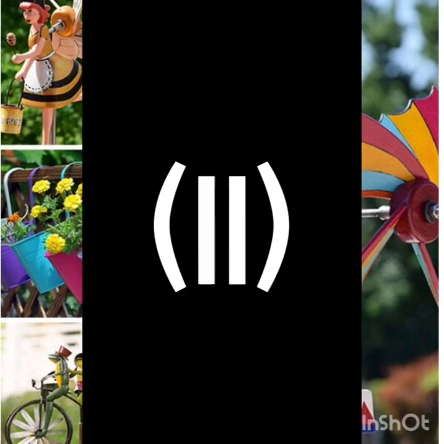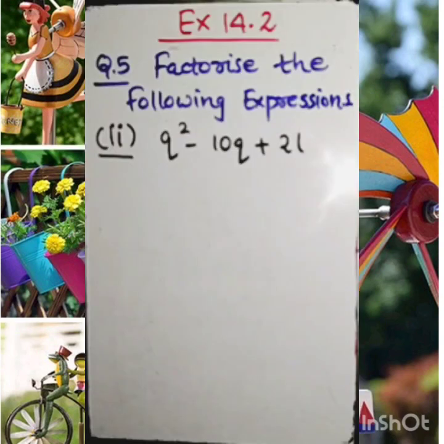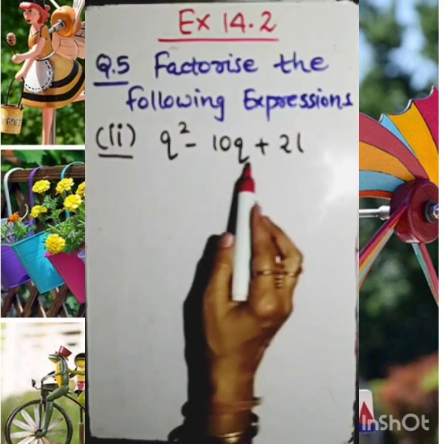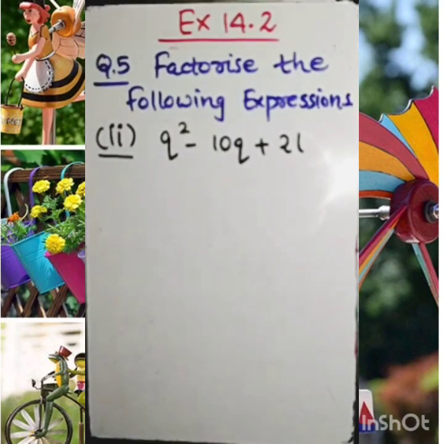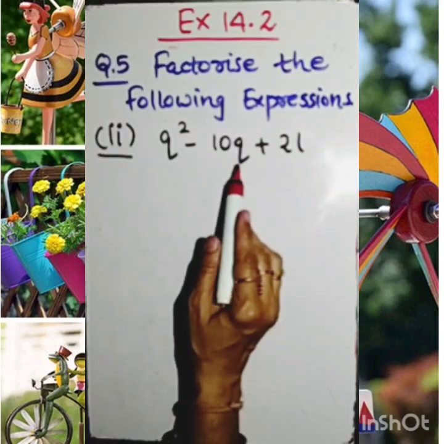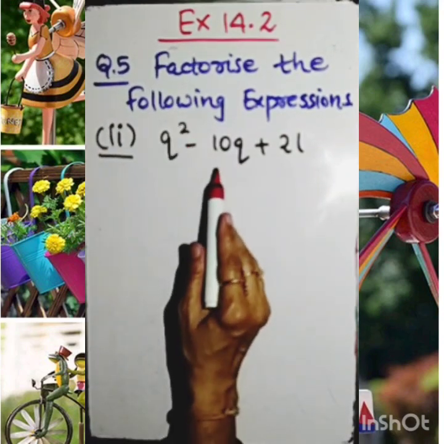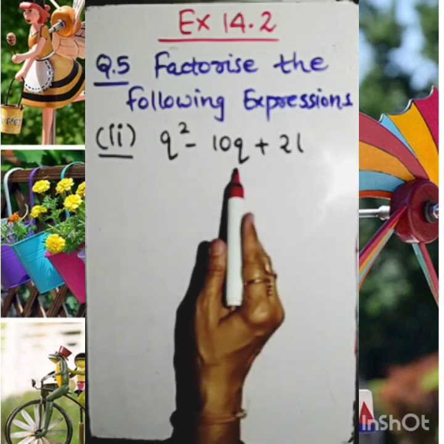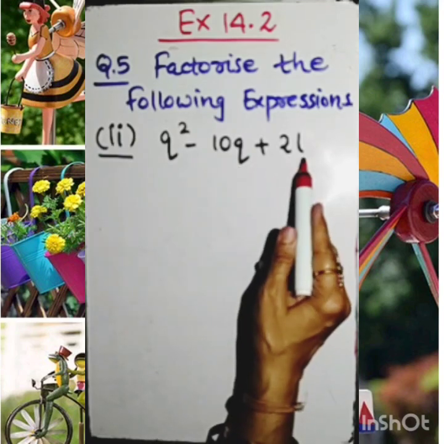So the second expression we are given is q square minus 10q plus 21. Dear student, here the variable q is given, so nothing to worry about. It's not necessary that every time we will have an x or a y. We can have any English alphabet, small letters, as a variable. So here we have three terms. Q square is the first term, minus 10q is the middle term and 21 is the last term.